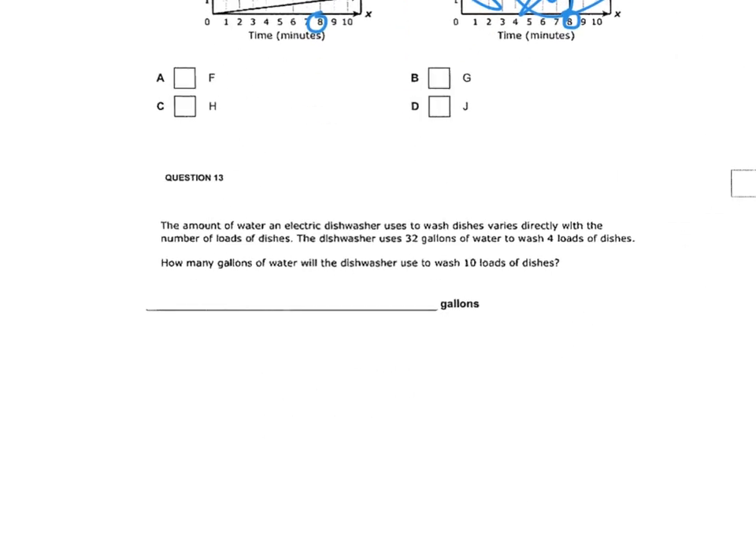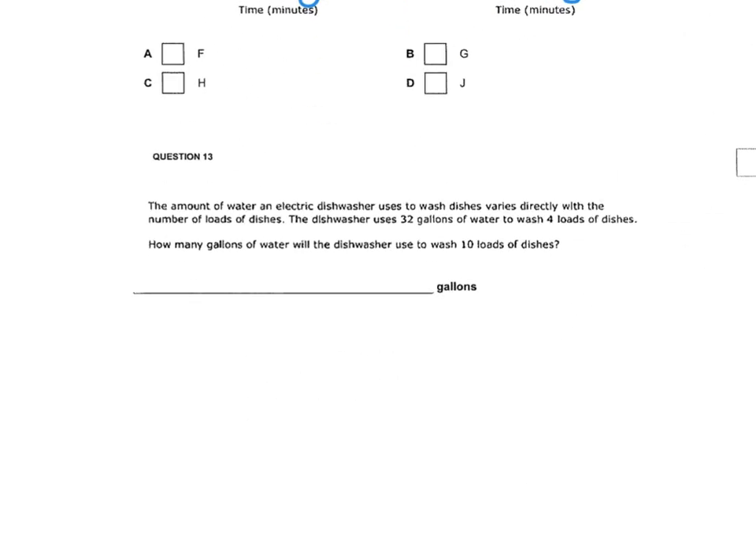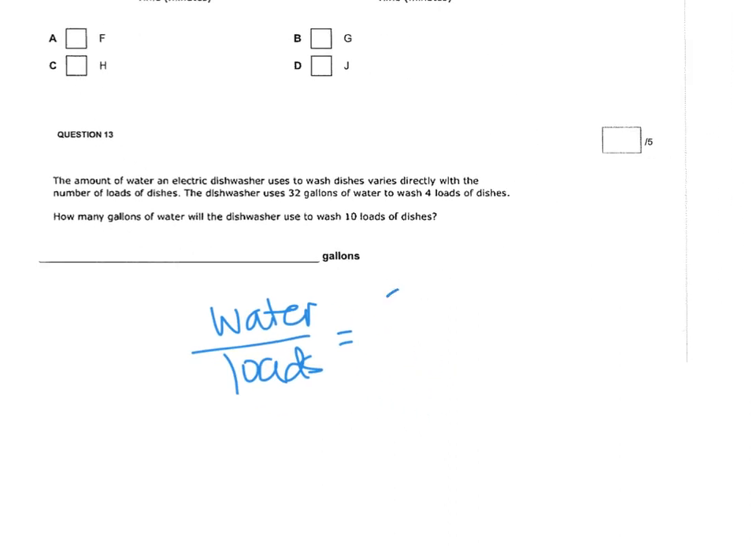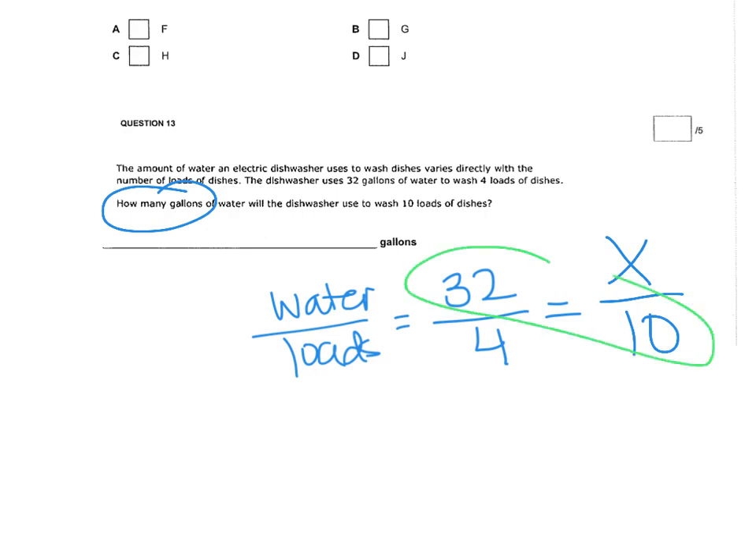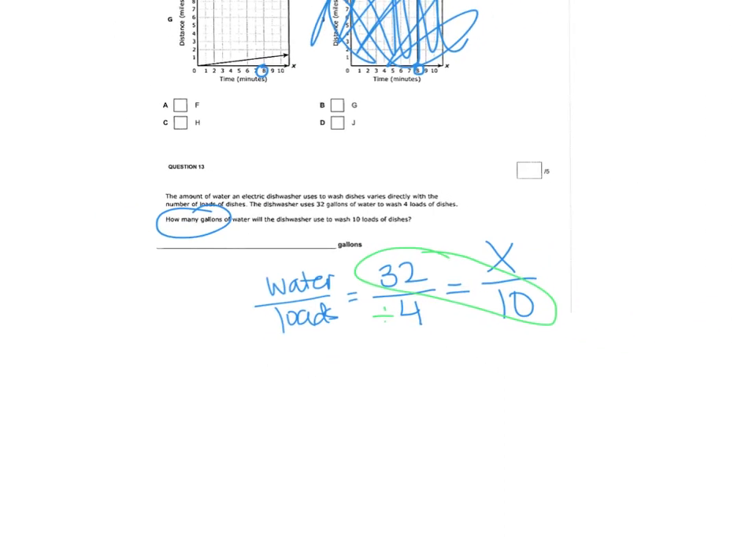Number 13. The amount of water an electric dishwasher uses to wash dishes varies directly with the number of loads. Okay, water and loads. I read that weird. So if it uses 32 gallons of water to wash 4 loads, how many gallons, that's what we don't know, that's where my X goes, will the dishwasher use to wash 10 loads? This is a proportion, cross multiply, and divide.